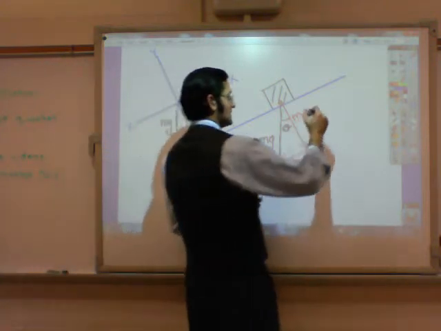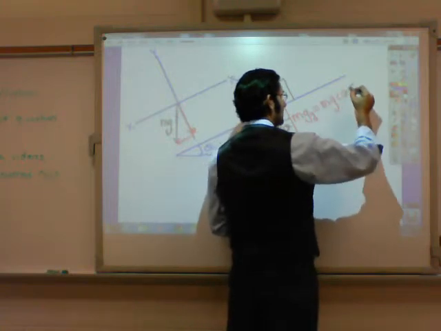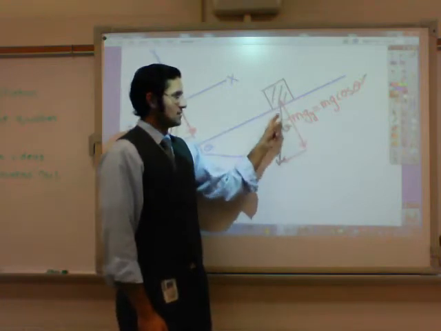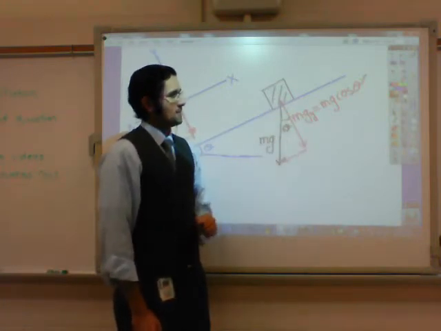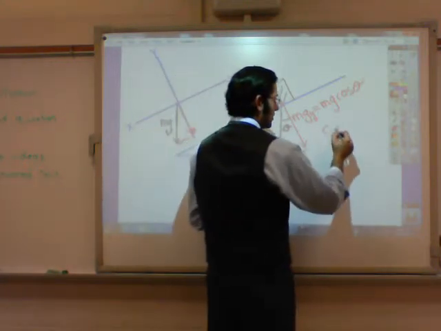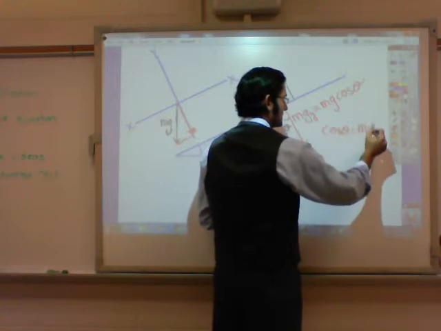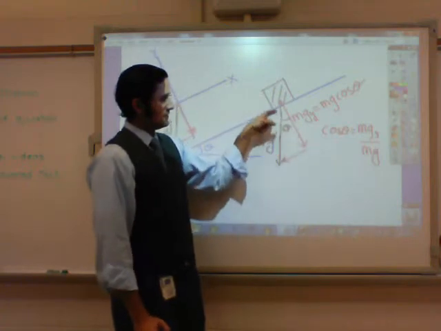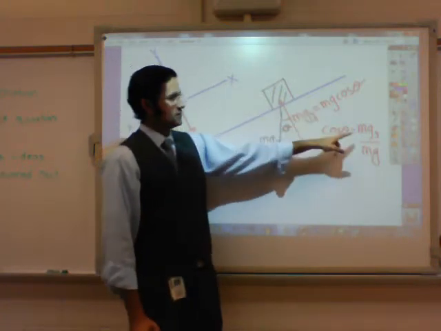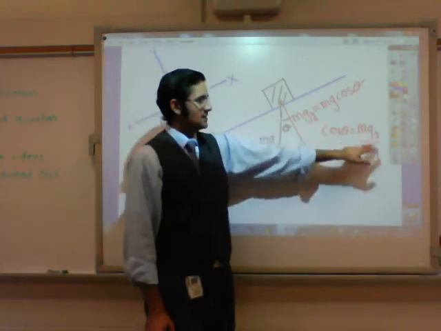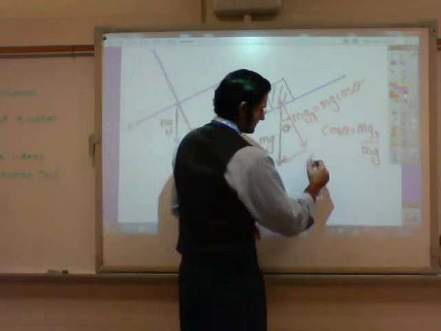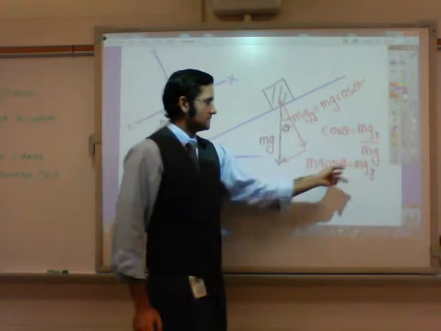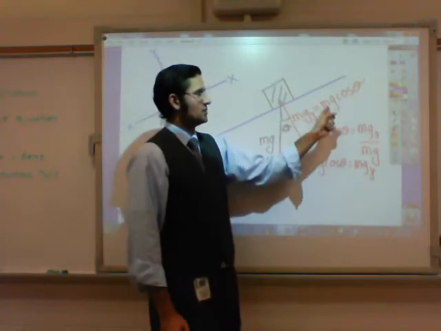And how do you find out what it is? It's mg cosine theta. If mg is your hypotenuse, the adjacent side is the hypotenuse times cosine theta. How did I come up with that? I simply said, look, cosine theta is adjacent over hypotenuse. Cosine theta is this side over the hypotenuse, and this side I'm calling mgy. So how do you find the adjacent side? You bring mg over. So that's how I came up with mgy equals mg cosine theta.